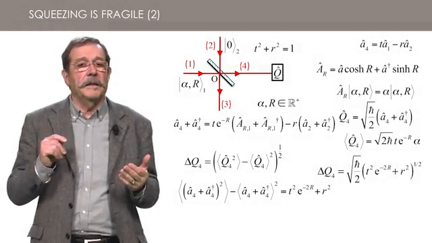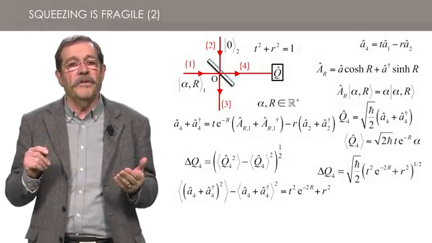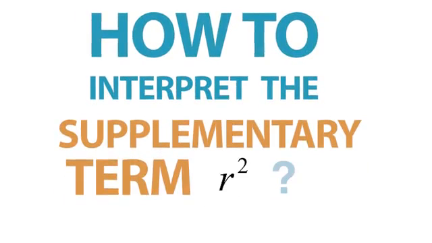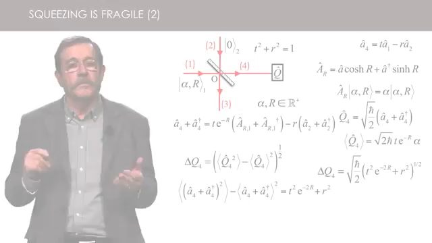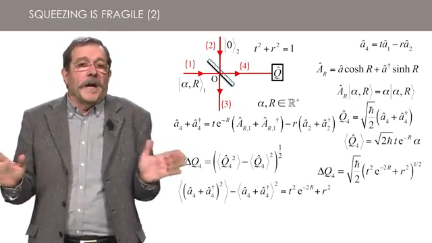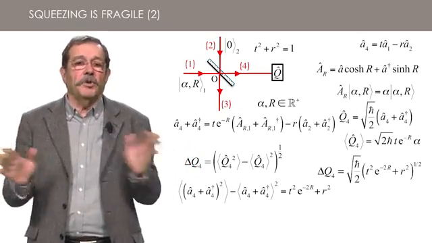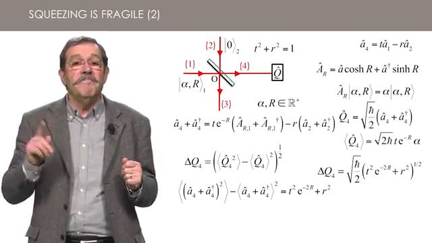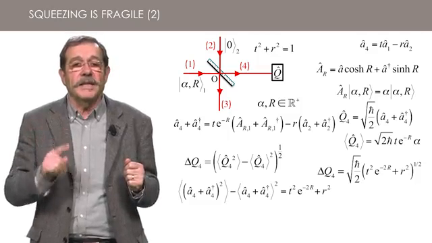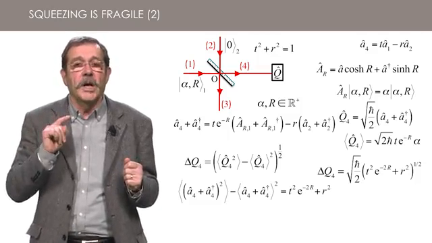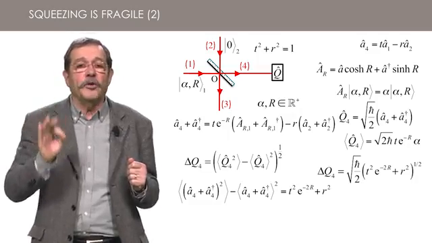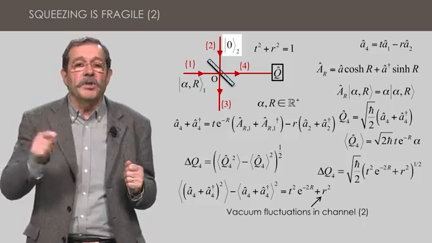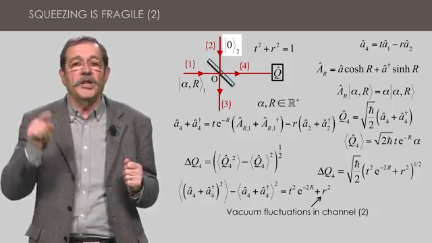Can you explain what is the origin of this R² factor? Technically, you can say that this term derives from the commutator of A2 and A2 dagger. But remember that this commutator is associated with vacuum fluctuations. So one can say that the vacuum fluctuations entering via channel 2 are responsible for the extra fluctuations in Q4.